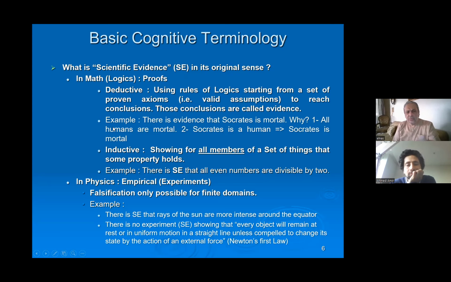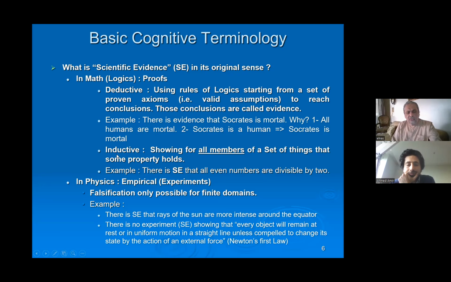So I have, for example, evidence that Socrates is mortal. Why? If I have the rule, all humans are mortal, and I know Socrates is a human, then Socrates is mortal. I have evidence that Socrates is mortal. Why? Because I have the rule, and I apply the rule using sound inference rules. So this is the deductive way, the way from a general rule, and this is the core of Aristotelian logic. Exactly, this is the core of the Aristotelian way of thinking.